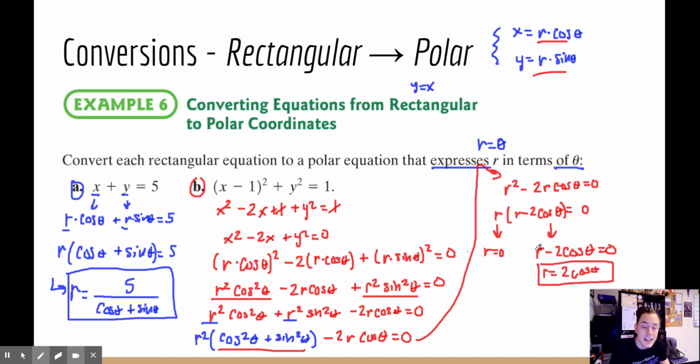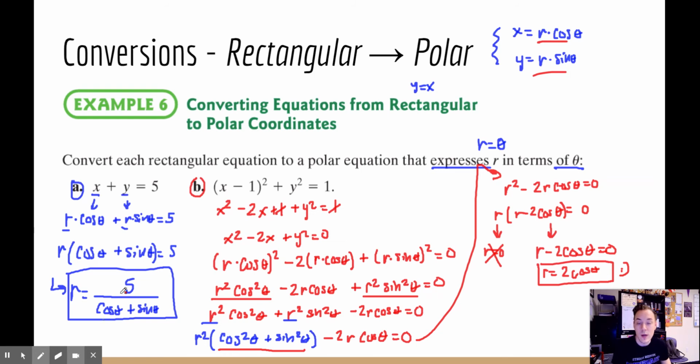Here, though, the problem with this one is r equals 0. I can't have r equals 0. If I have r equals 0, there is no literal point. There's no equation at all. So this right here is technically nothing. I'm not interested in that equation. It's almost like an extraneous solution. So I'm only interested in this one, and that is my final answer. Okay? Fantastic. So that is all we need to do.